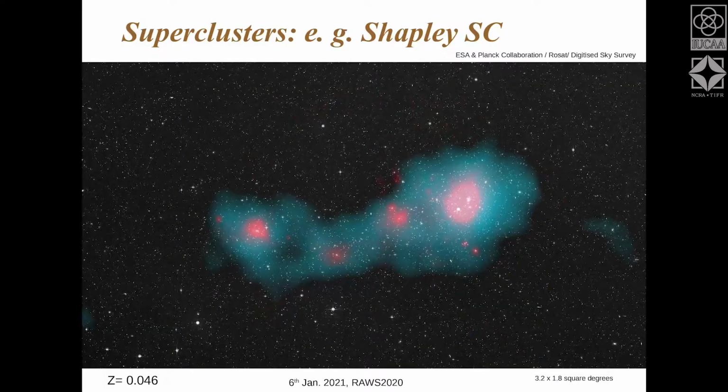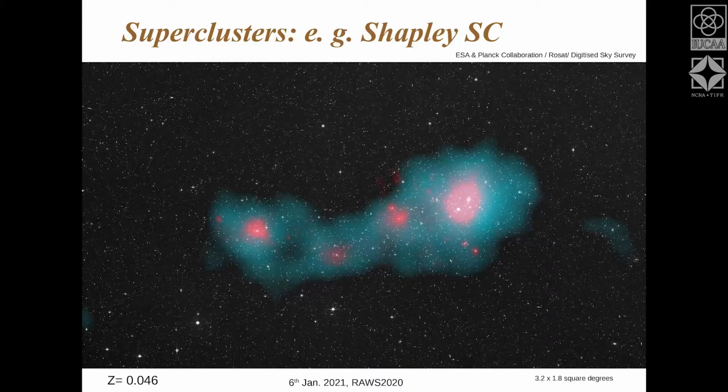Another last thing I want to mention is superclusters. Galaxy clusters are not standalone entities. Everything in the universe is affected by each other. There are regions in the universe where there is an overdensity on an even larger scale than a galaxy cluster, and such regions can evolve into superclusters. This is one such region, the largest nearby supercluster, called the Shapley supercluster.